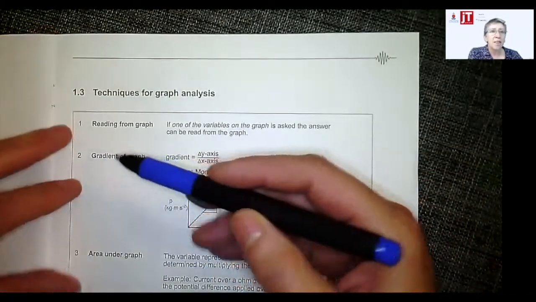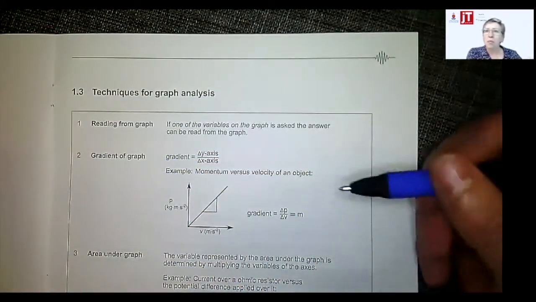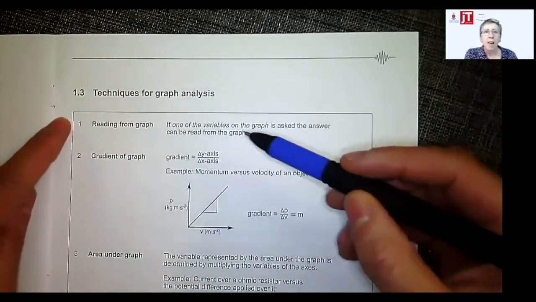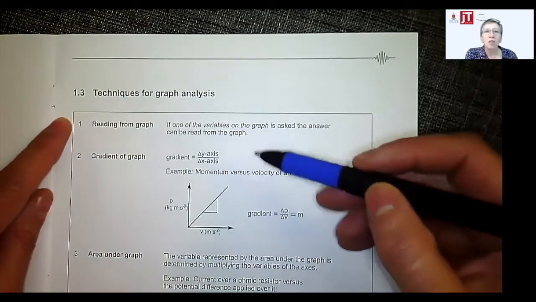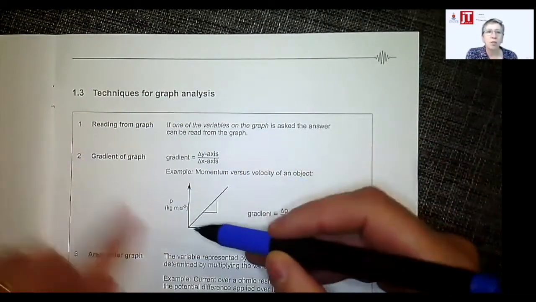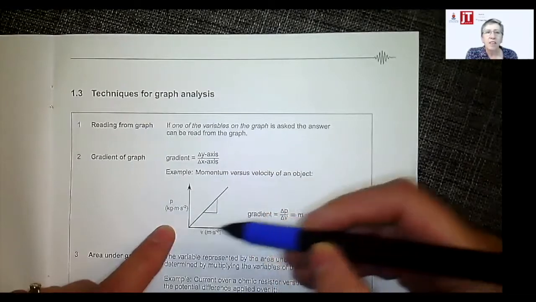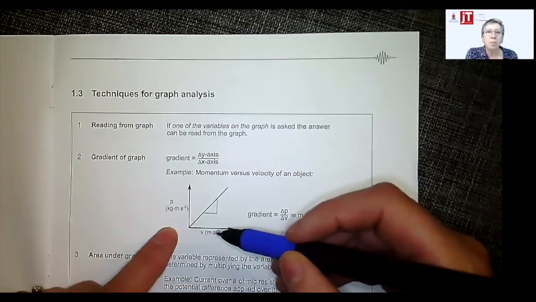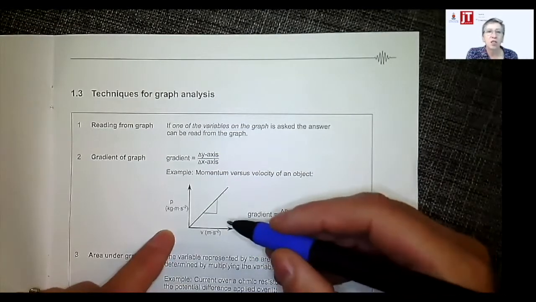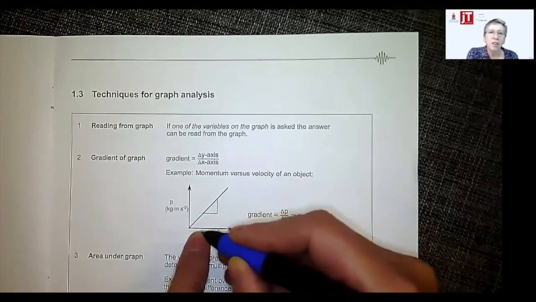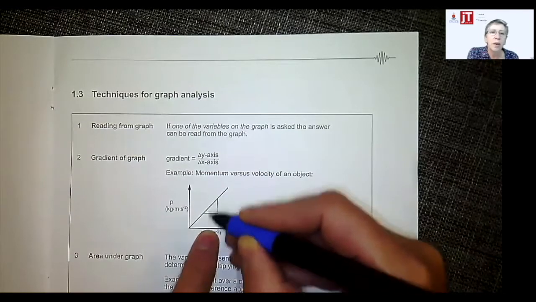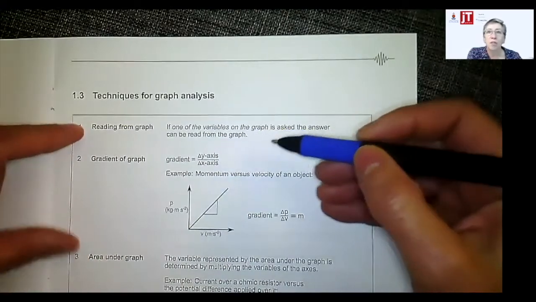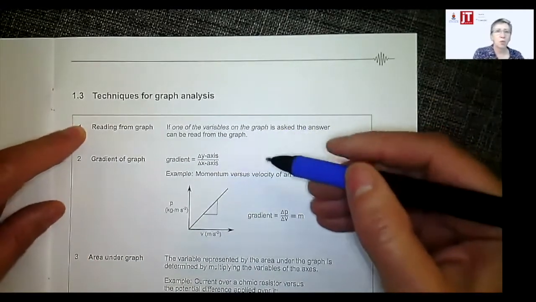Now, there's three techniques that you can use to get information from a graph. And the first is to read from the graph. If they're asking one of the variables on the graph, then you just read from the graph. Take, for instance, this momentum velocity graph. If they ask me, what is the momentum when the velocity is a certain value? Then you say, okay, when the velocity is 20, and go and read what is the momentum. So you can read from the graph. That's the very first way to get information from the graph.